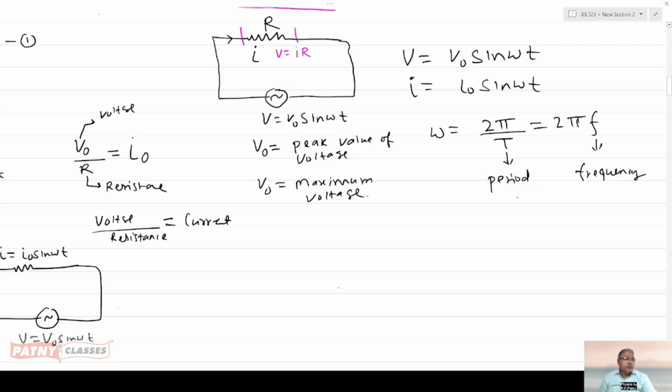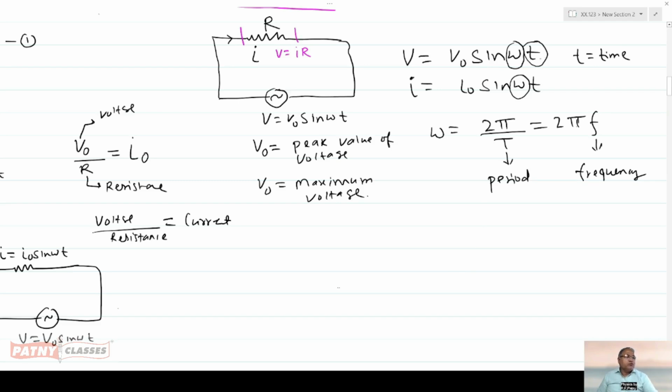So that implies the value of V depends upon omega, and I also depends upon omega. V also depends upon the value of t. T is the time, small t is the time: 1 second, 2 second, 3 second, like this, small t stands for the time.